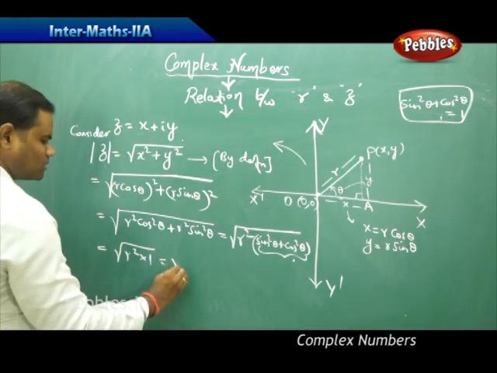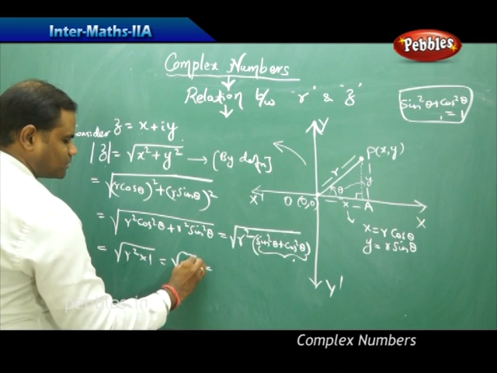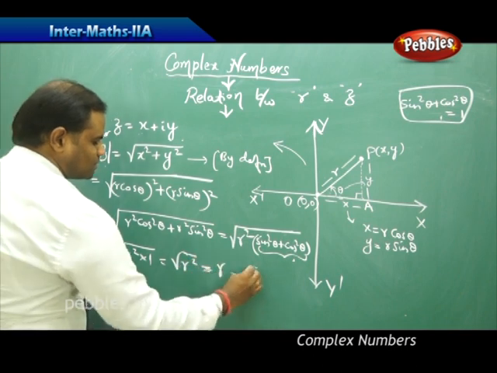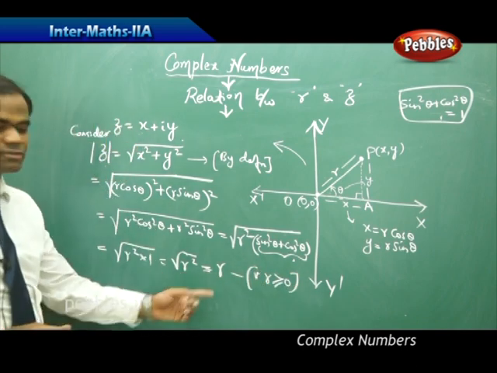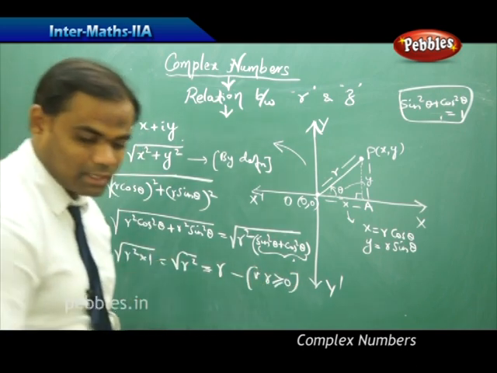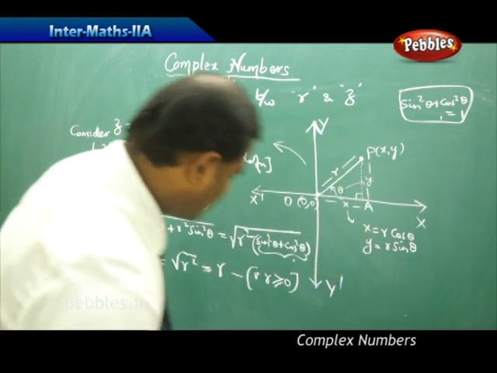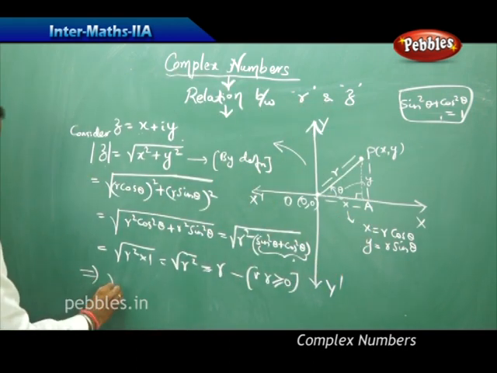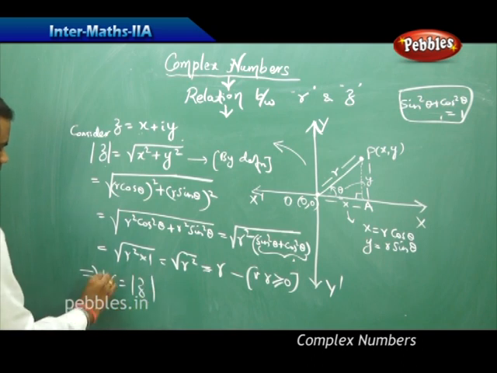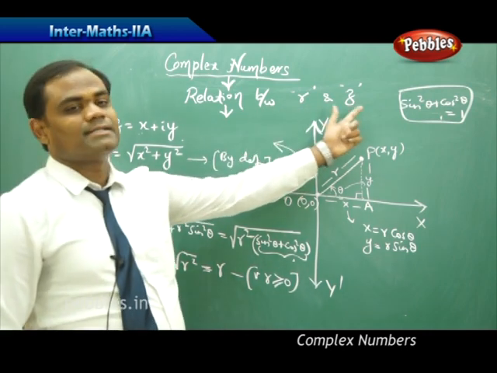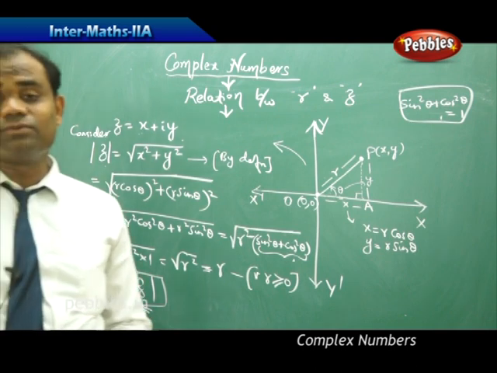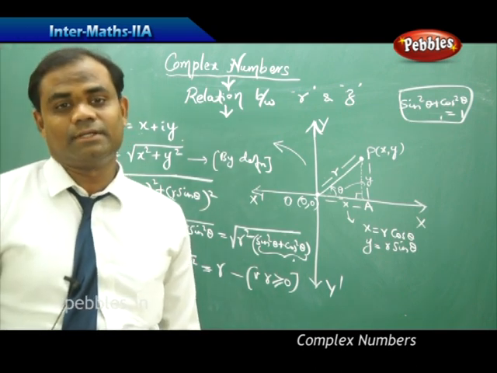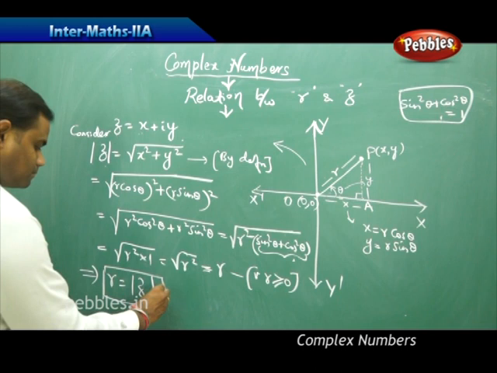Therefore this is root r square, which is r, since r is greater than or equal to 0; otherwise this would have been plus or minus r. And finally we see that r is mod z, which is how I understand the relation between r and z. So r is equal to the modulus, or absolute value, of the complex number z, which is x plus iy.